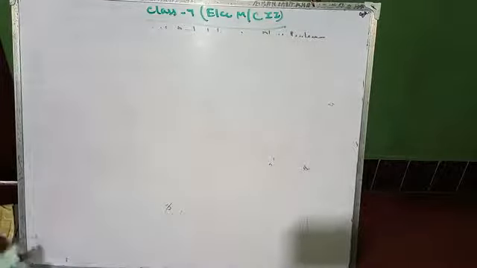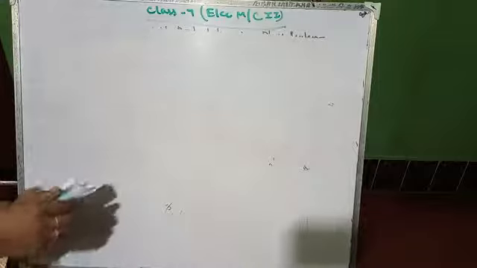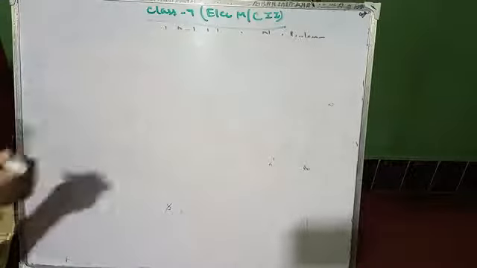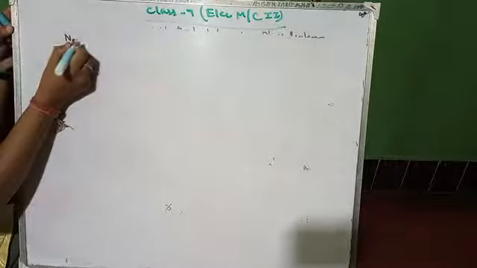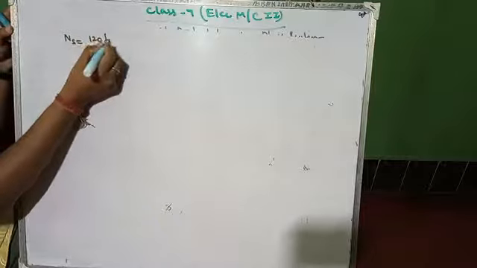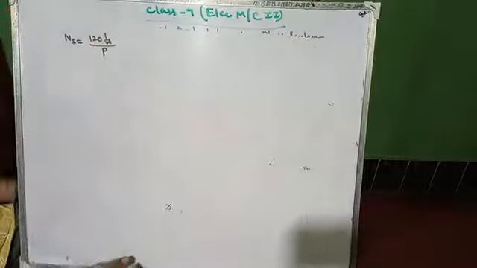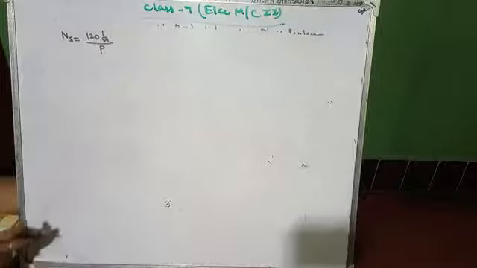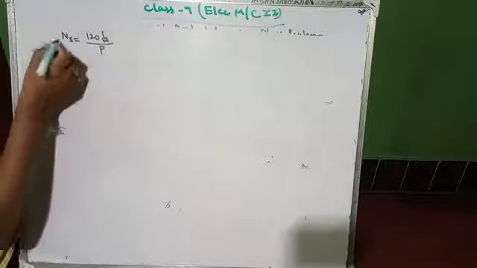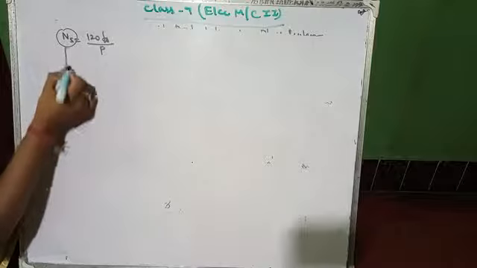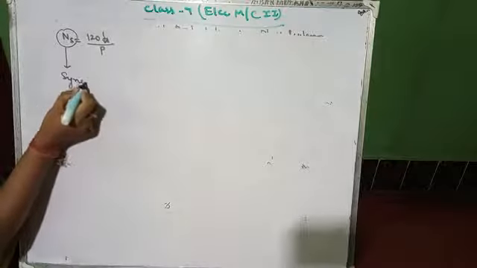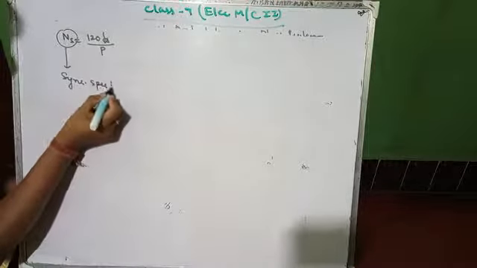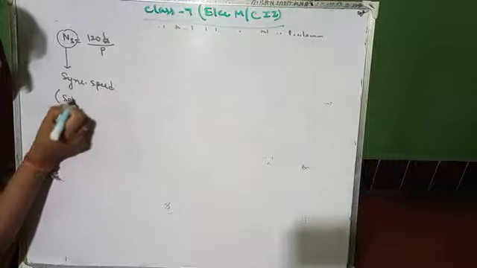Before starting the numerical, I would like to recall one formula, that is Ns equals 120 Fs by P, right? Ns equals 120 Fs by P. What is the meaning of that? The meaning of that is the synchronous speed. This is called synchronous speed or speed of rotating magnetic field.